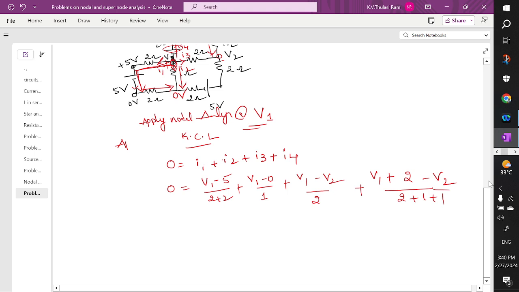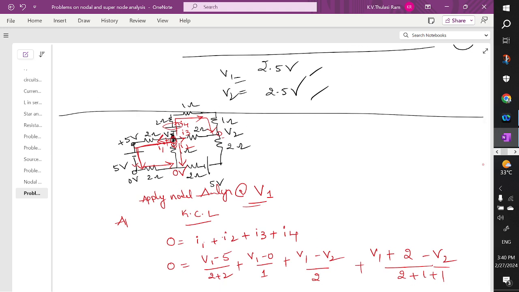Similarly, we are going to apply nodal analysis at node V2. Coming to this node, already 4 currents are completed. Let's mark this current as I5 from V2 to 0. This has some I6 and this has some I7. So what are the entering currents? No entering currents are there. All are leaving currents. This is I5 plus I6 plus I7.